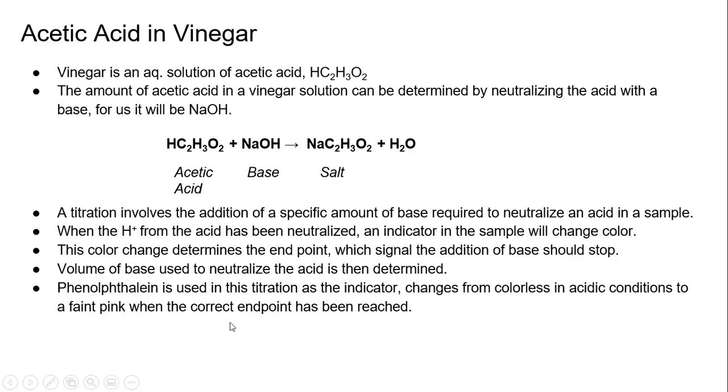And this is just a simple summary again of what I've gone over. Titration involves the addition of a specific amount of base required to neutralize the acid. When the proton from the acid has been neutralized, the sample will change color. This color change determines the endpoint, which signals that you stop the base immediately and you record the volume. The phenolphthalein is the indicator, and it will change from colorless to a pink. Ideally it should be a faint pink, and it could go to a dark pink depending on how far past the endpoint you are.